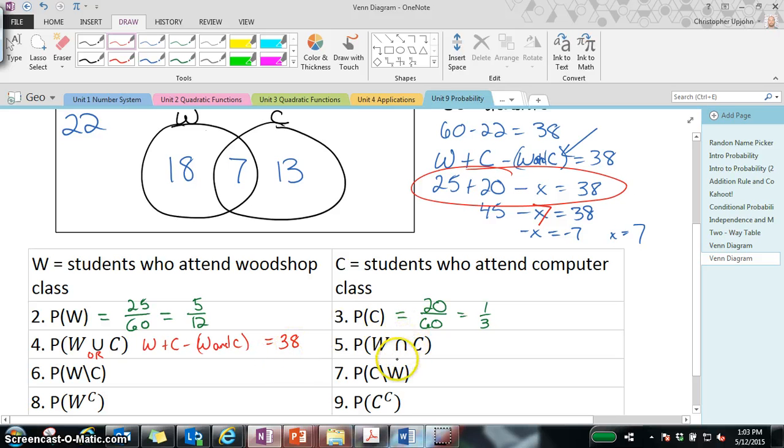Now, the upside down union, the intersection, is our and. So where they overlap, just the 7 out of 60. And the union would be 38 over 60, which is 19 over 30.